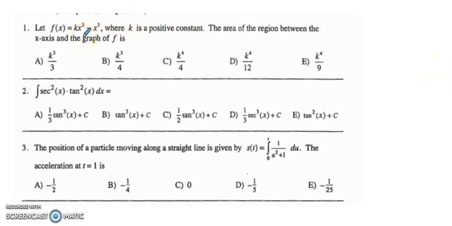All right, three more questions to be answered in this one. Number one says k is a positive constant and they want the area of the region between the x-axis and the graph.